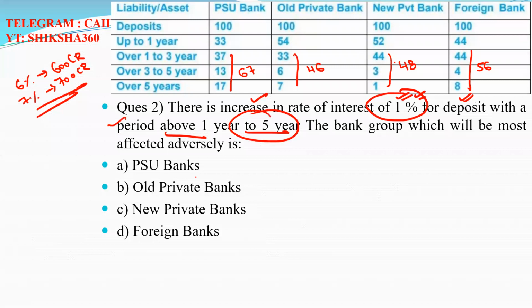For deposits with a period above 1 year to 5 years, the correct answer here is PSU banks. This one is the answer. So please tell fast.